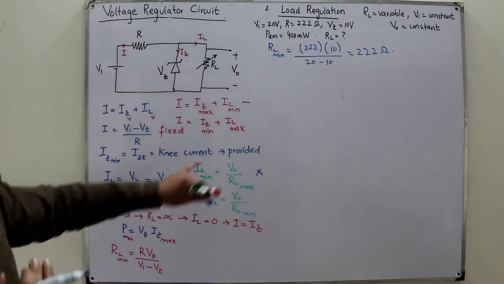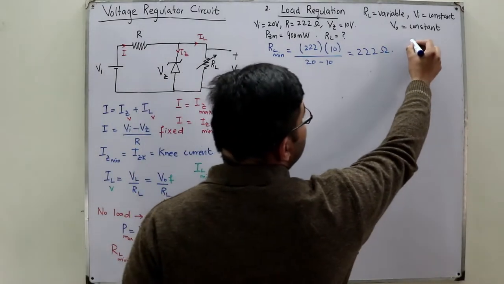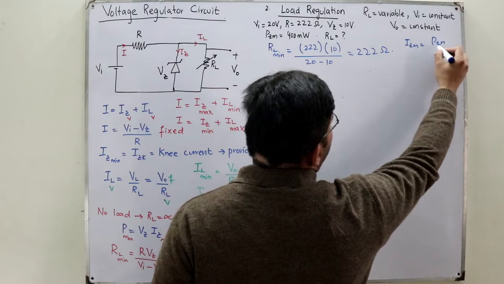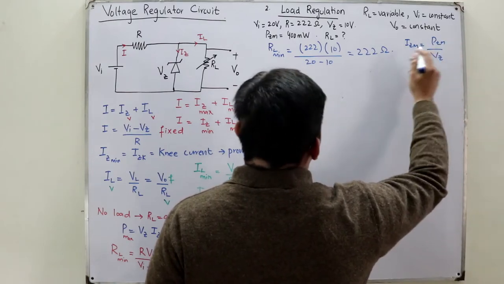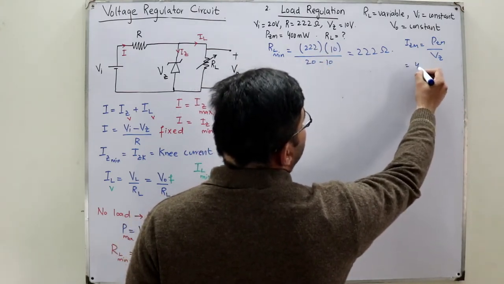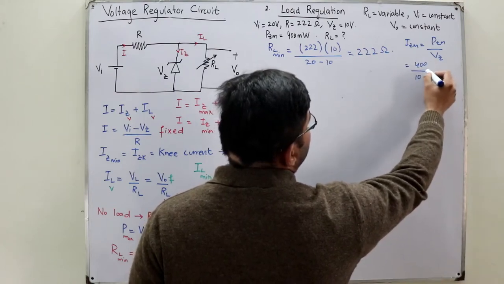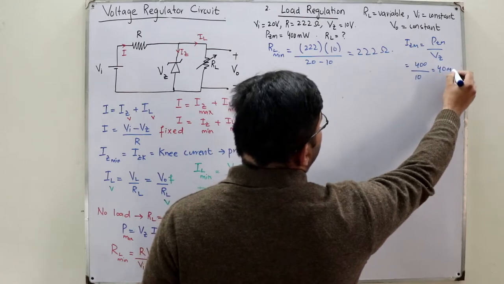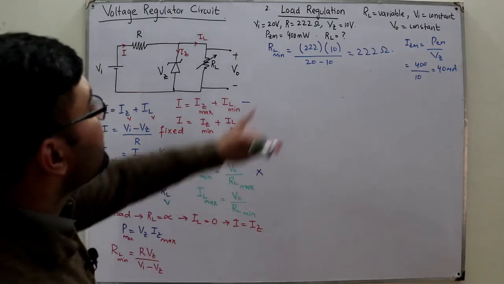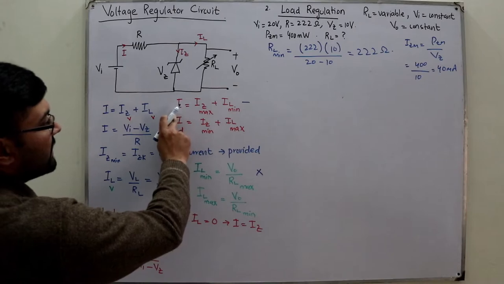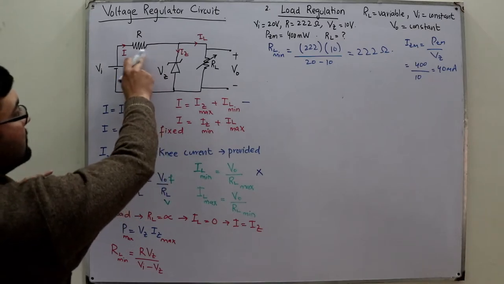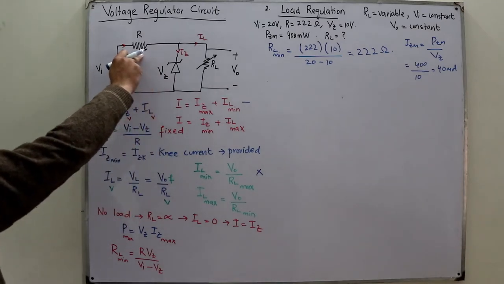So we can find out IZ max from the power rating. PZ maximum is already given, so IZ maximum would be PZ maximum upon VZ. So this is 400 divided by 10, which would be 40 milliamperes. IZ maximum is 40 milliamperes. So now you have IZ maximum, you can find out I as well. I would be what? VR upon R, isn't it like this?